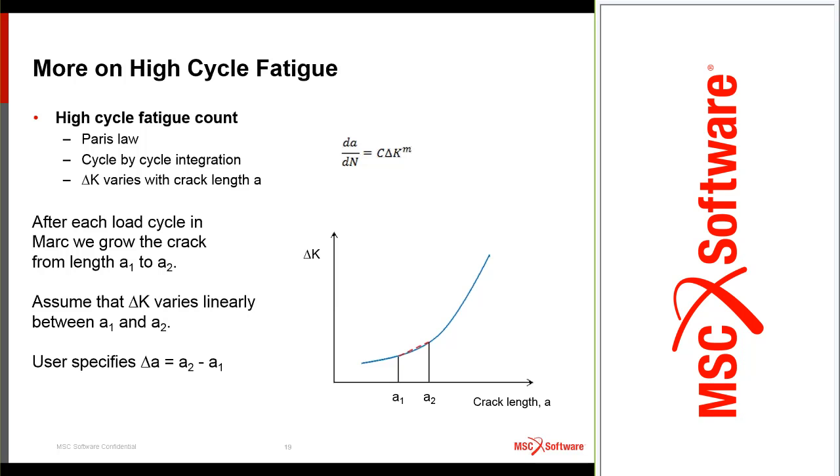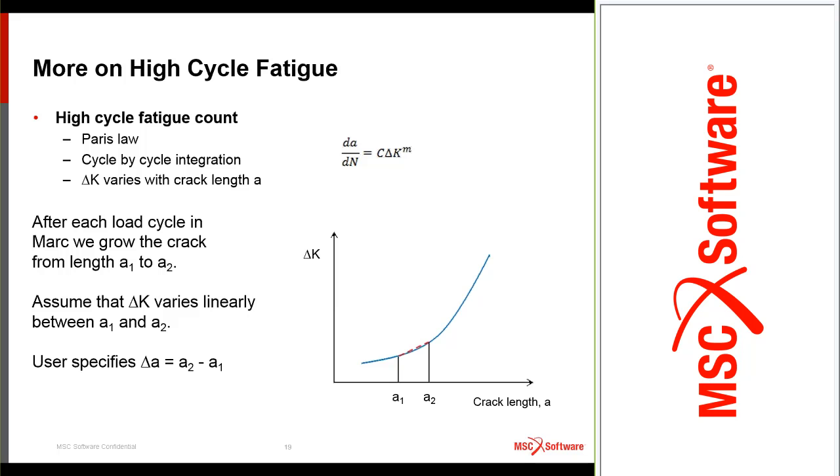So what we do, the process: we are at crack length A1. We have just done our representative load cycle, so we know the delta K at length A1. We grow the crack to A2, so we use one of the mesh updating methods I just showed to update the crack. We do another representative load cycle and get another delta K. Now we know delta K at A1 and we know delta K at A2.